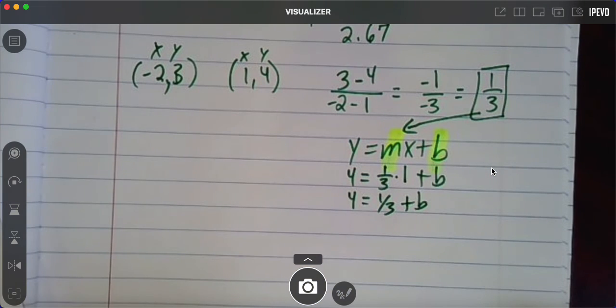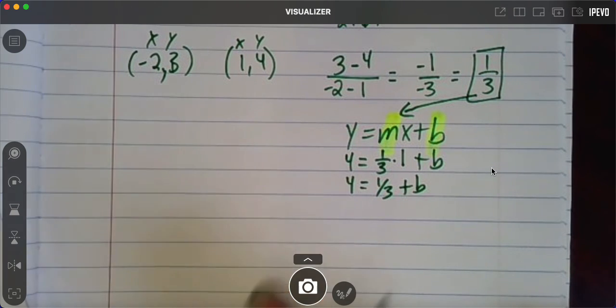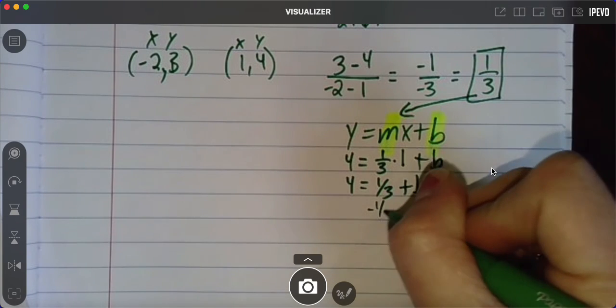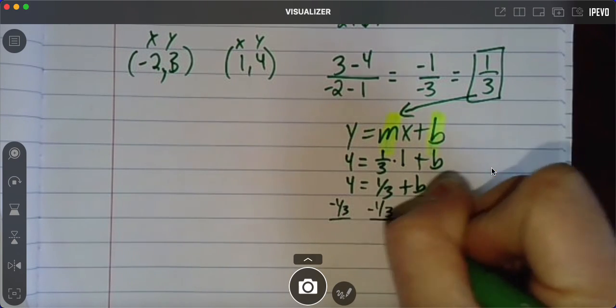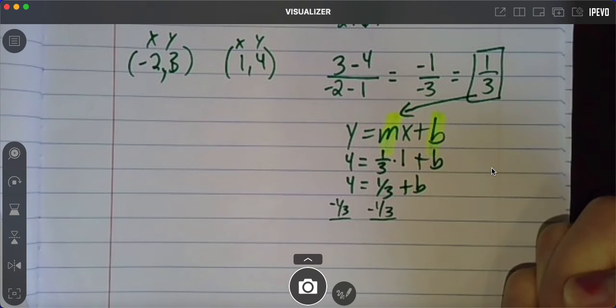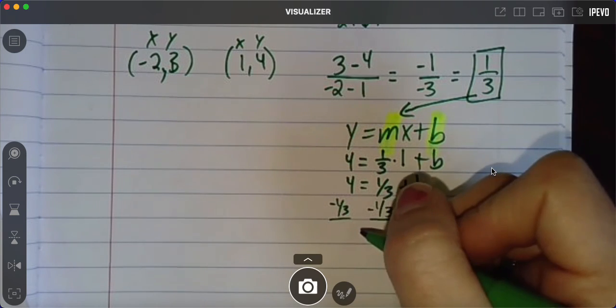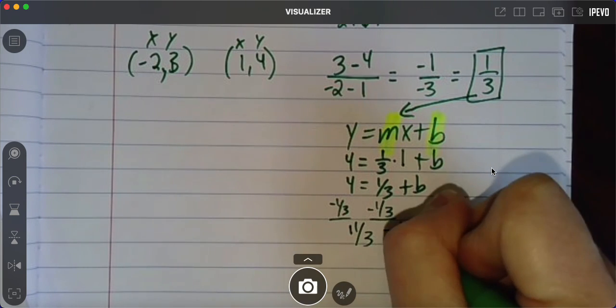Then what do I do? 1/3 times 1. Yeah, well, 1/3 times 1 is 1/3. So now I'm going to subtract 1/3 from both sides. And if you're terrible with fractions, let your calculator do it. What's 4 minus 1/3? 11/3? What does your calculator give you? 11/3. Okay.